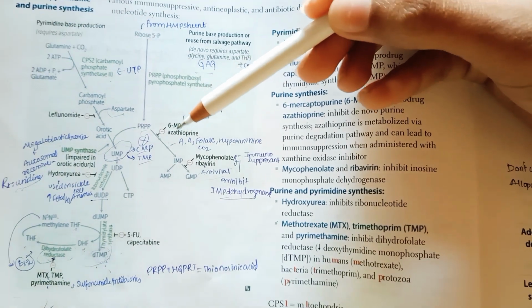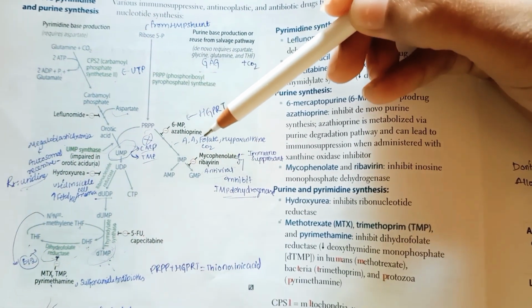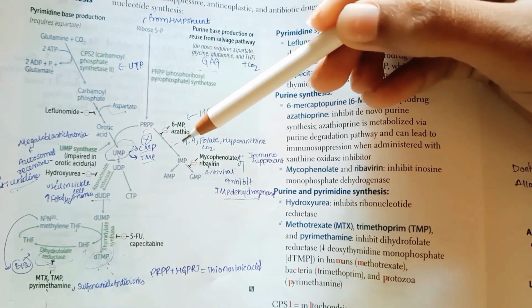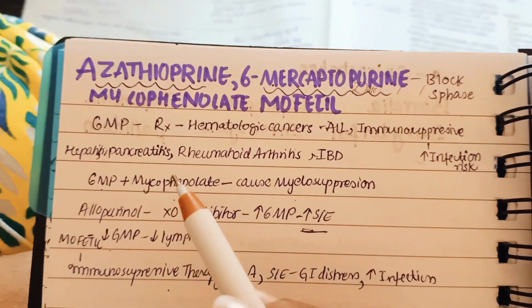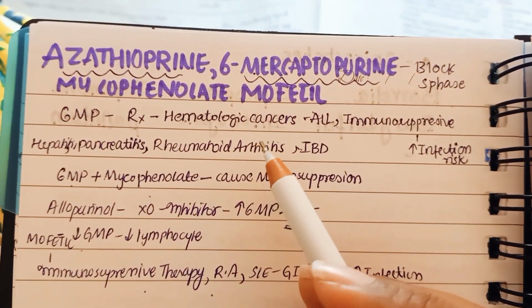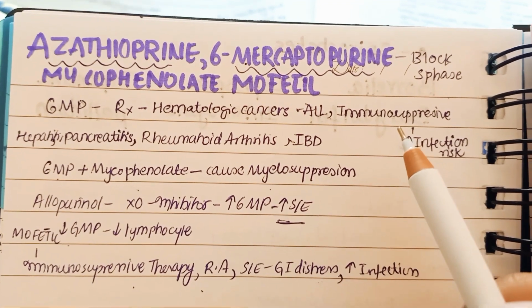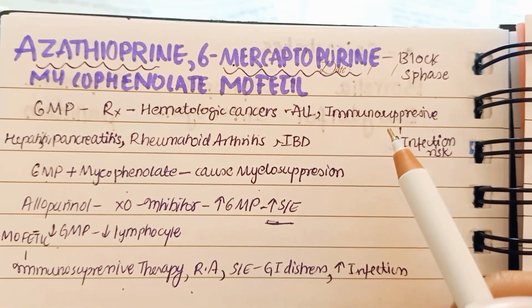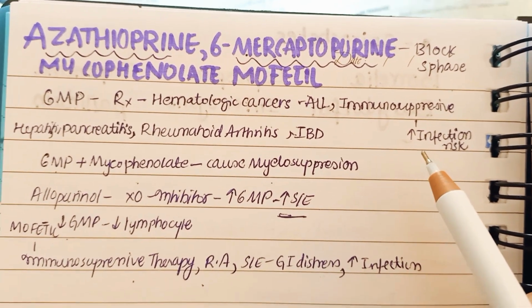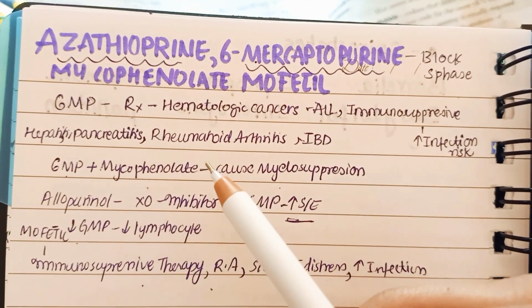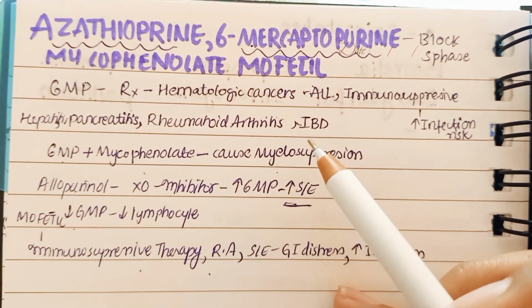And mainly these both are activated by HGPRT. As HGPRT is activating them, they will inhibit this process. So finally they'll inhibit purine synthesis. So this 6-mercaptopurine can be used for treatment of some hematological cancers like ALL, and it can also be used as an immunosuppressive drug, so that if you suppress the immune system, then of course there is more risk of infection. And this can be used for the treatment of rheumatoid arthritis and also inflammatory bowel disease.